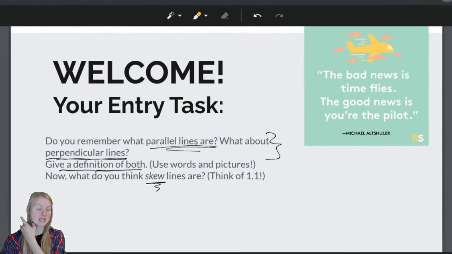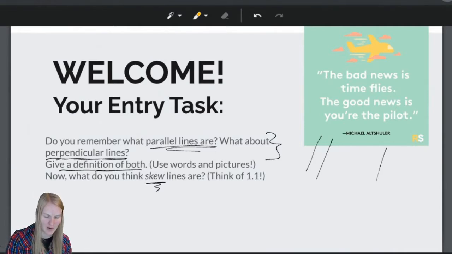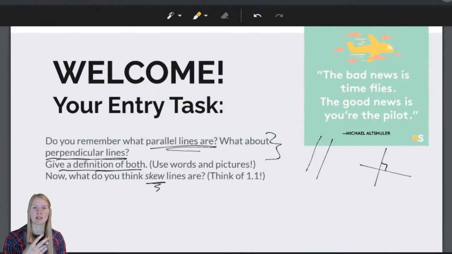You have probably heard about parallel and perpendicular lines before. We talk about them in algebra. Parallel lines, and we'll talk more about this later, never intersect. They have the same slope. And perpendicular lines meet at a 90-degree angle, and the slope of a perpendicular line is the negative reciprocal of the other line. So these are the pictures and then the words we just said out loud.